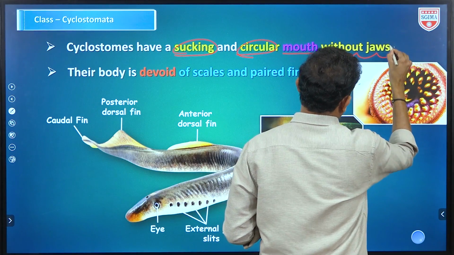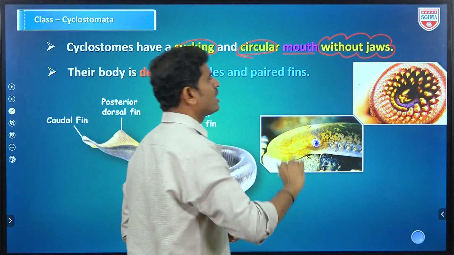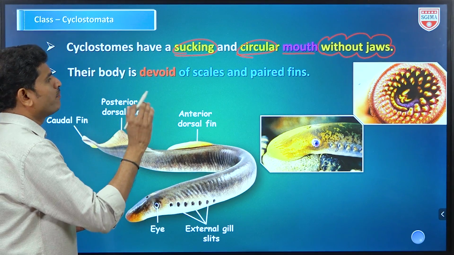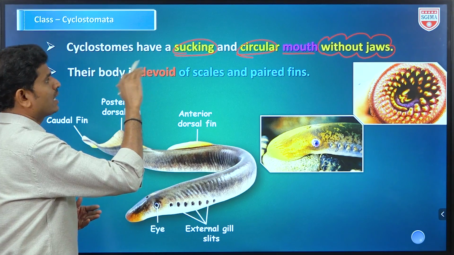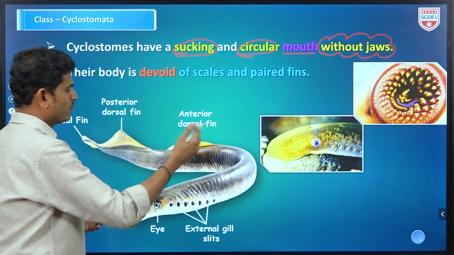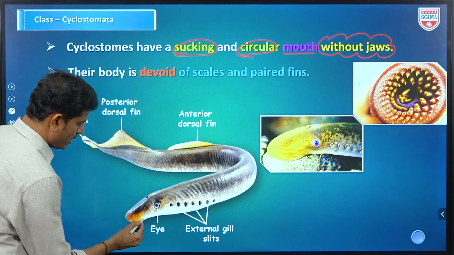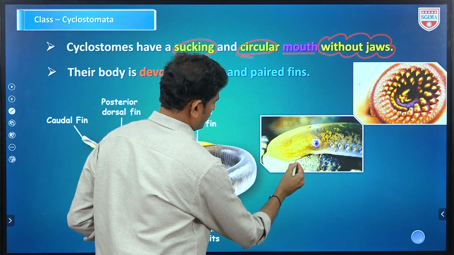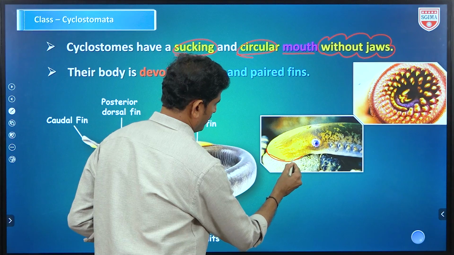So these are jawless organisms. Jaws are absent, mouth is present. Next one, that mouth is circular, sucker-like mouth it is. So either organism, this is the mouth region, and now let us see this closely.